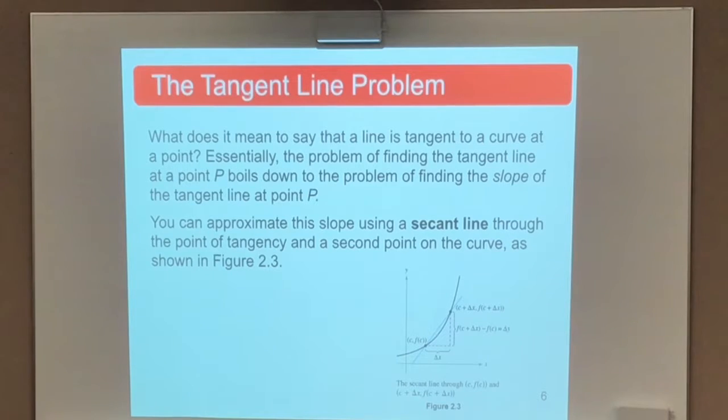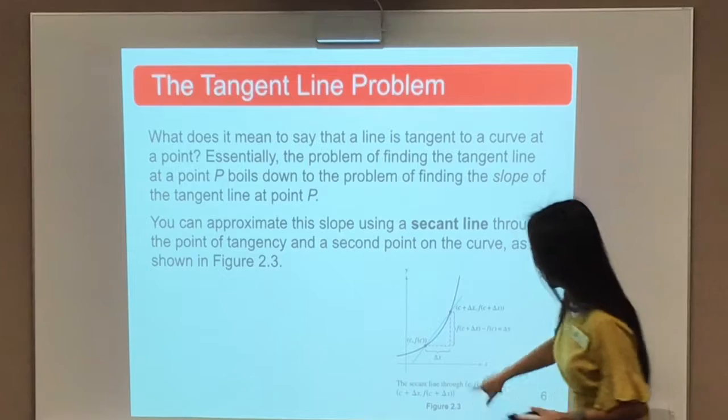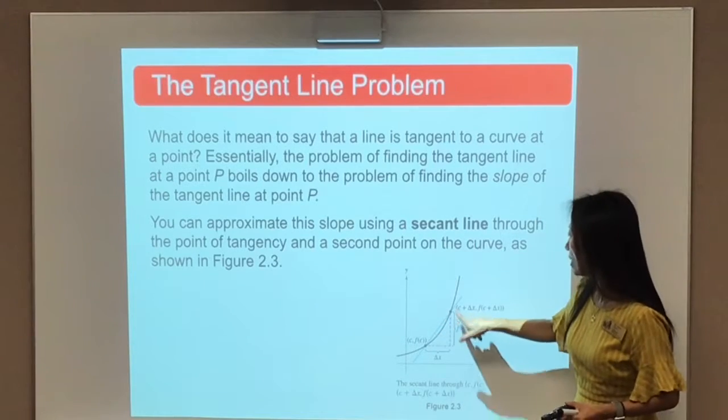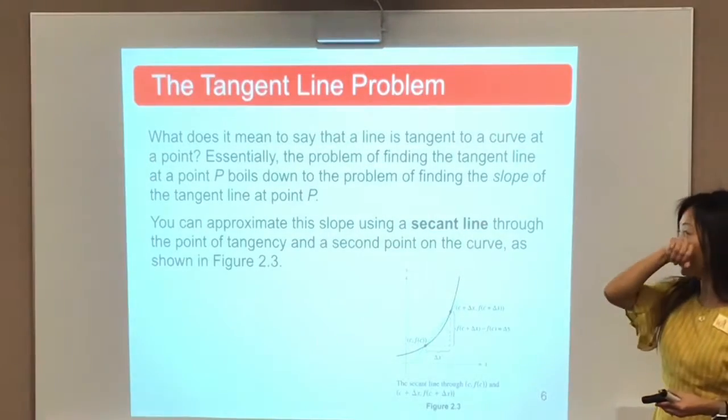What does it mean to say that a line is tangent to a curve at a point? Okay, let's think about that. Essentially, the problem of finding a tangent line at a point P boils down to the problem of finding the slope of the tangent line at point P. Okay, so we have 2 points right now. All right, so I will show you examples.